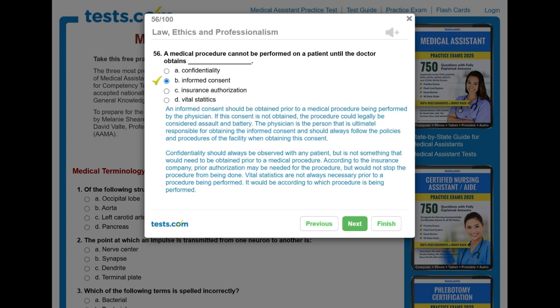Confidentiality should always be observed with any patient, but is not something that would need to be obtained prior to a medical procedure. According to the insurance company, prior authorization may be needed for the procedure, but would not stop the procedure from being done. Vital statistics are not always necessary prior to a procedure being performed. It would be according to which procedure is being performed.